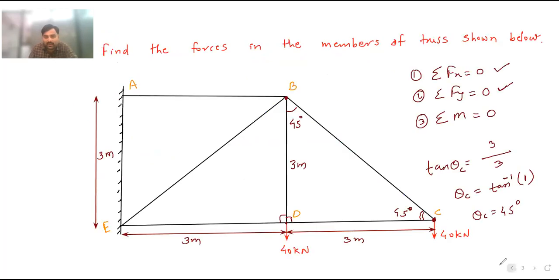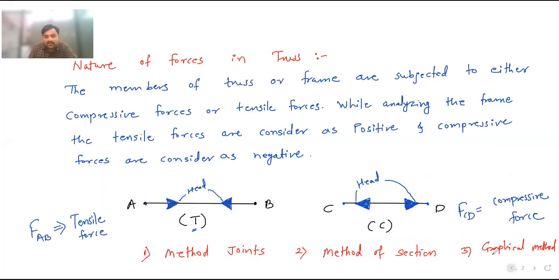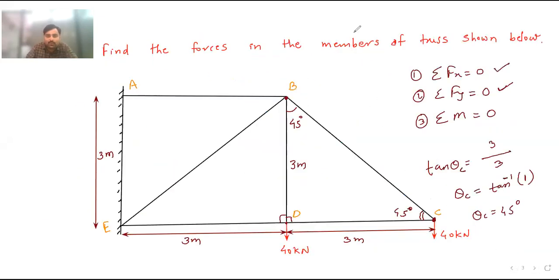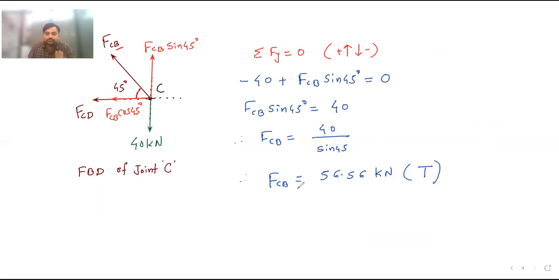Now I go to the main diagram. Now I know that CB carries tensile force. Tensile force means the arrow must be away from the joint. So from joint C, I will show the arrow away, and with respect to joint B, it should also be away because the tensile force is there. In this way I am showing the arrow, and the magnitude of this is 56.56. Again, come to the joint here.